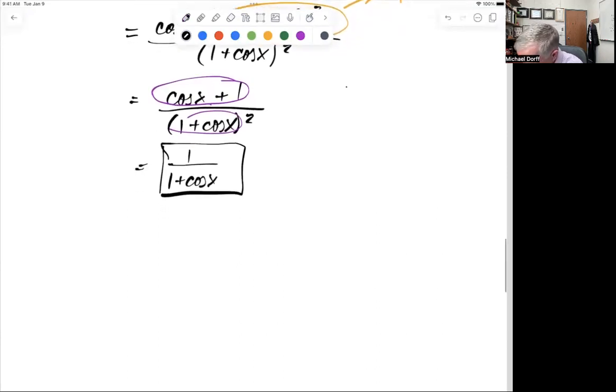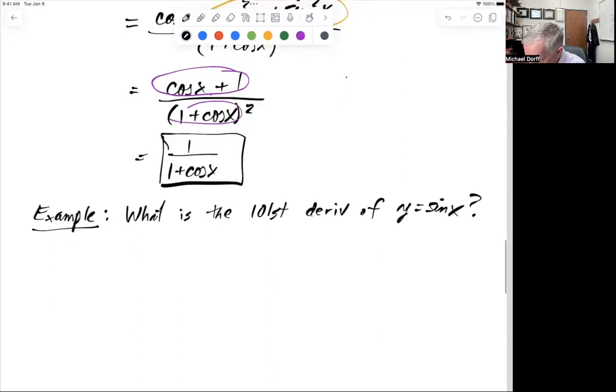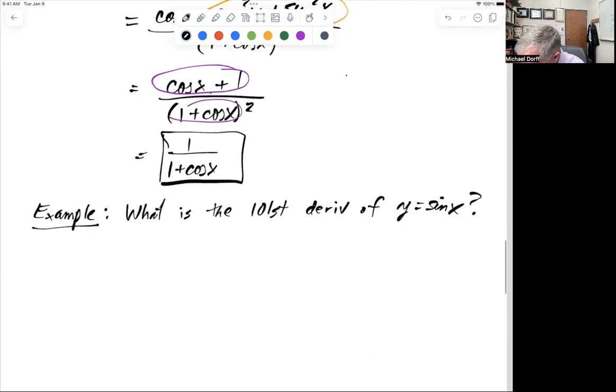Okay, here, let's do another example. Sometimes I see these on homework or exams. What is the 101st derivative of y equals sine x? Okay, now you may think, okay, I could just take the derivative 101 times, but let's look at this.